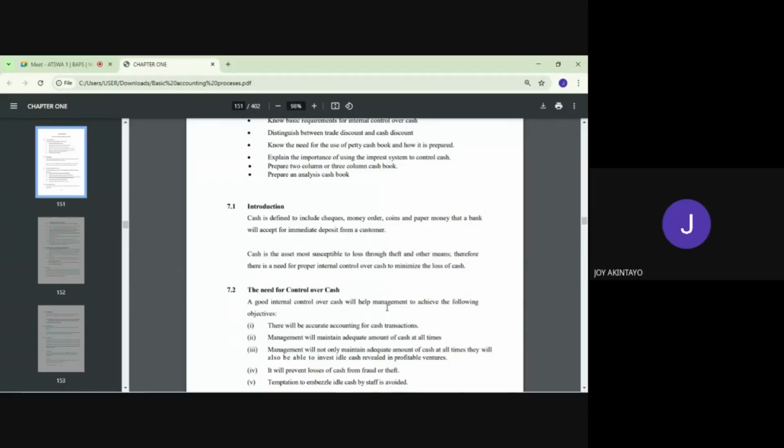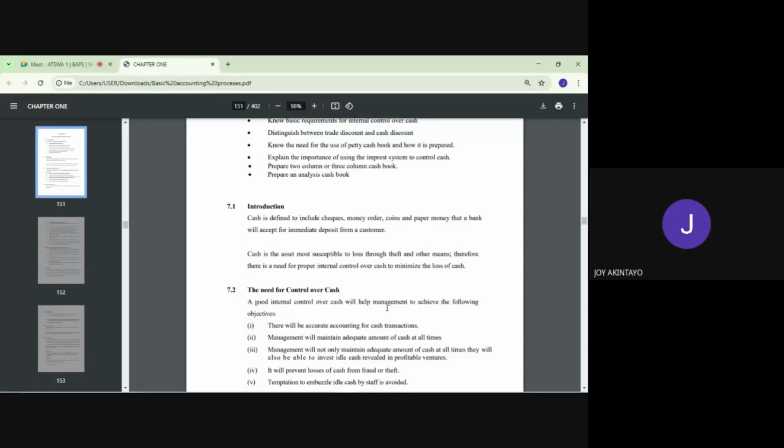Now, why do we need control over cash? Number one, for accurate accounting for cash transactions. We need to take good record of our cash transactions. Are we together? Yes. Another need is among the employees, even within the company.